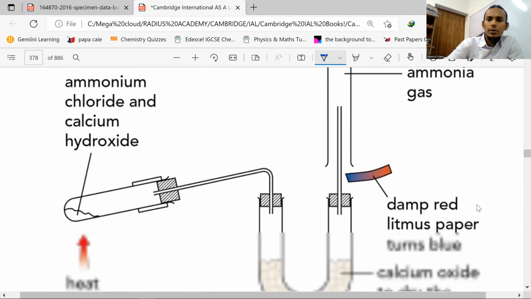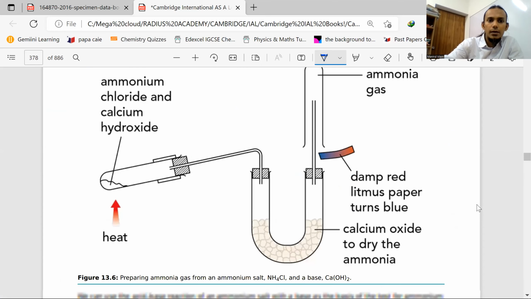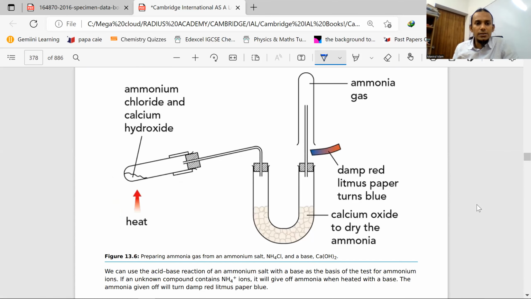ওকে, এটা হচ্ছে তোমার একটা U-shaped tube, এখানে আমরা এই রিঅ্যাকশনটা করতেছি, ammonium chloride and calcium hydroxide, if we heat it together, then basically ammonia gas is formed. Since it's a laboratory preparation, we are giving it in solid state, so they are reacting together. So calcium oxide to dry ammonia. Calcium oxide, why to dry ammonia?